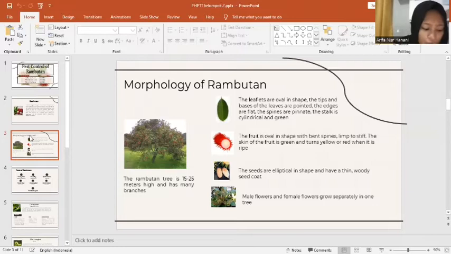Morphology of rambutan. The rambutan tree is 15 to 25 meters high and has many branches. The leaflets are oval in shape. The tips and base of the leaf are pointed. The edges are flat. The leaves are pinnate. The stalk is cylindrical.